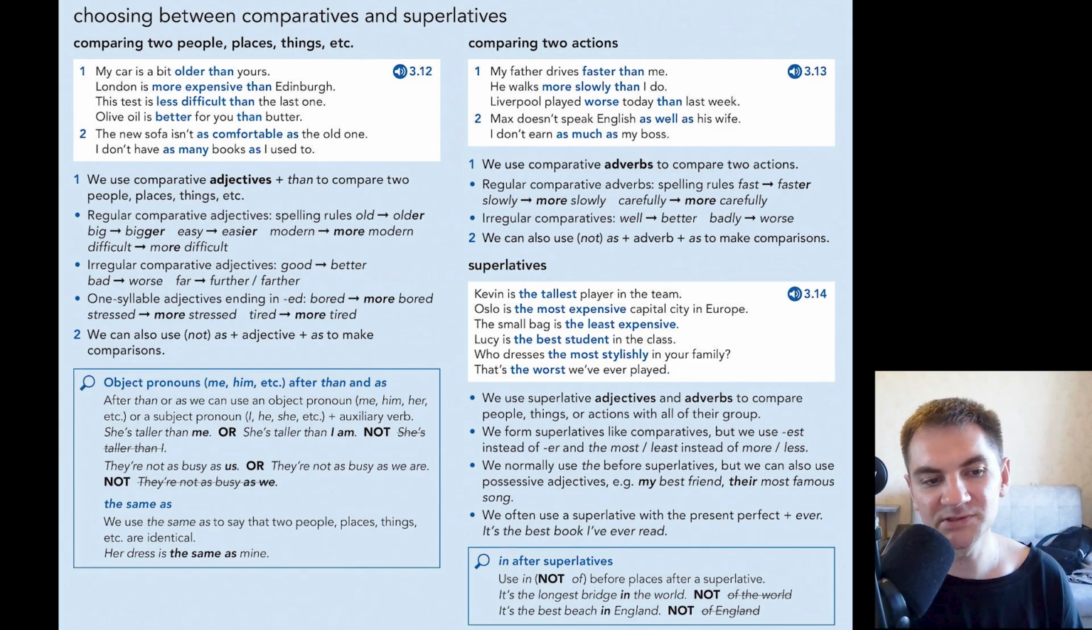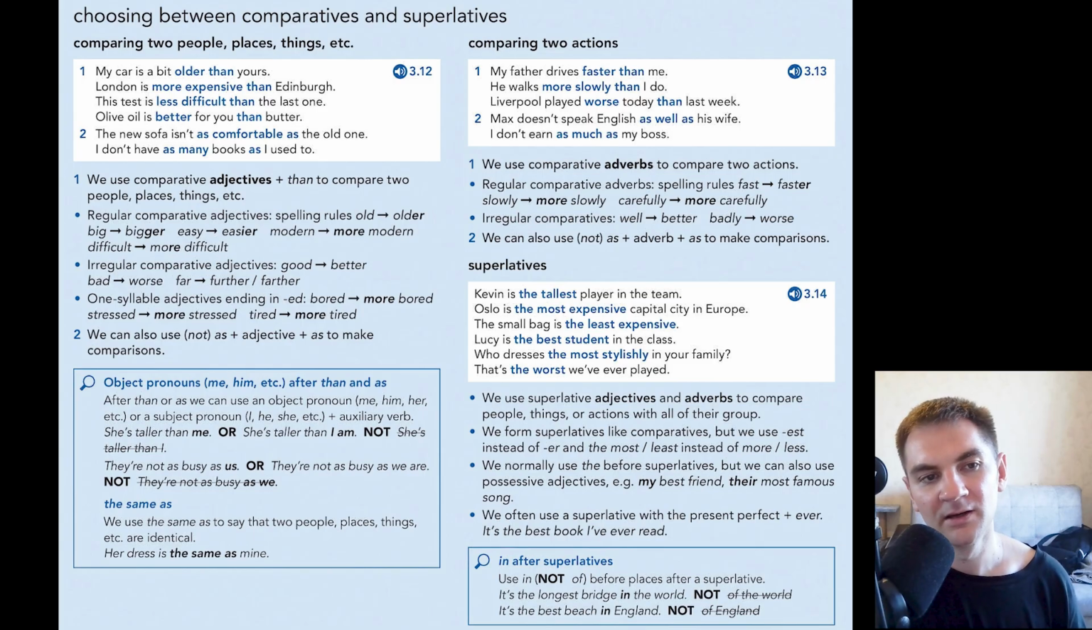Next is Rule 2. Use as plus adjective plus as, or not as plus adjective plus as. This is another way to say two things are similar or different. The new sofa isn't as comfortable as the old one. I don't have as many books as I used to, and something like that. Actually, it's quite a simple structure, but remember that we don't change the adjective here. As plus adjective plus as, without endings, without more.